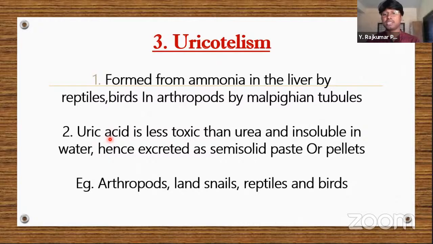Uric acid is less toxic than urea. It is insoluble in water, hence excreted as semi-solid paste or semi-solid pellets. That's why the excretion of birds is semi-solid. It requires less water for the elimination, so the animals can conserve water even more, isn't it? Examples are arthropods, all the insects, land snails, reptiles and birds. They excrete nitrogenous waste in the form of uric acid. Let's learn further.